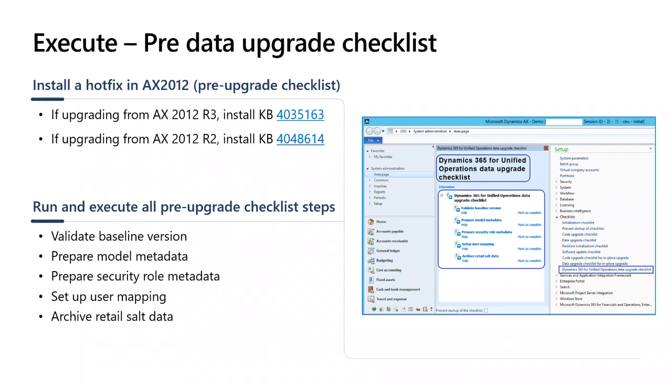Main steps in the checklist are validate baseline version, prepare model metadata, prepare security role metadata, set up user mapping, and archive retail SQL data. While executing these steps in the checklist, wait for each to finish and then mark it as complete for your reference.